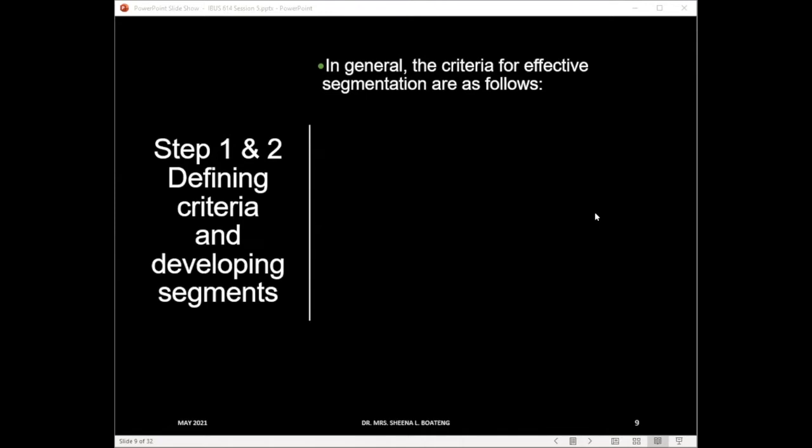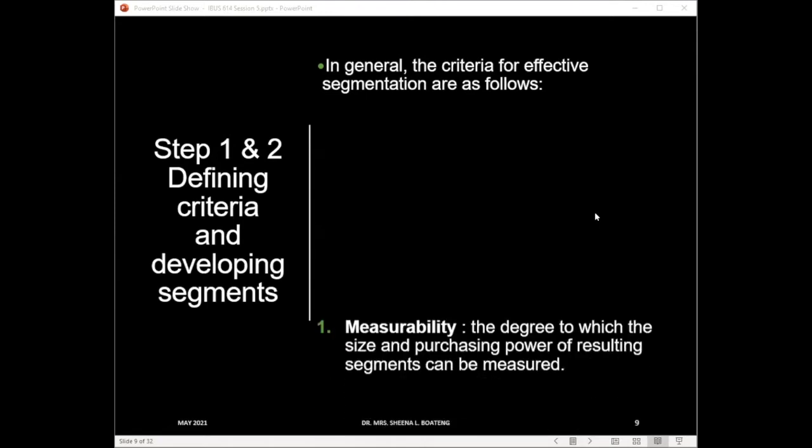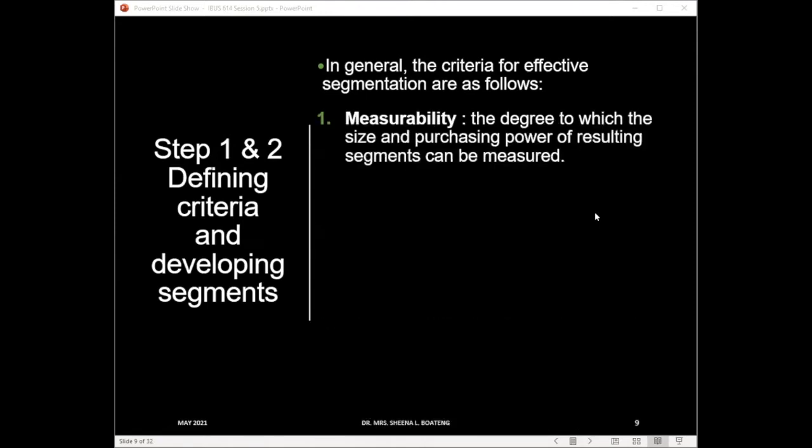Now, in general, the criteria for effective segmentation include measurability, in the sense that when you are trying to select segments or you are creating segments based on certain homogeneous characteristics, you need to consider the degree to which the size and purchasing power of the resulting segments can be measured.